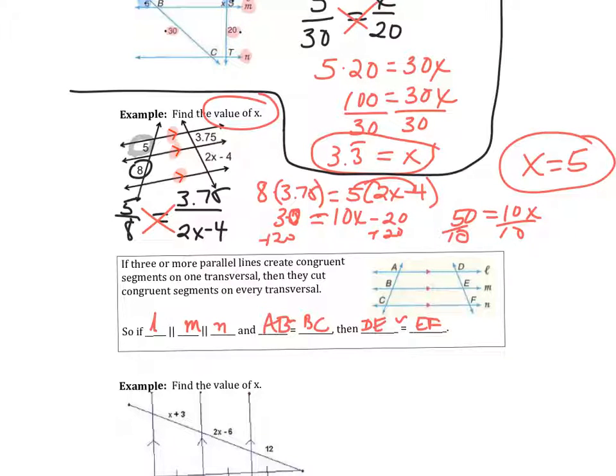So if I've got congruent segments on one transversal, let's say I'm just looking at my transversal over here, and I know that AB is congruent to BC. I also know that those parallel lines cut the other transversal into congruent parts, that DE then is congruent to EF.